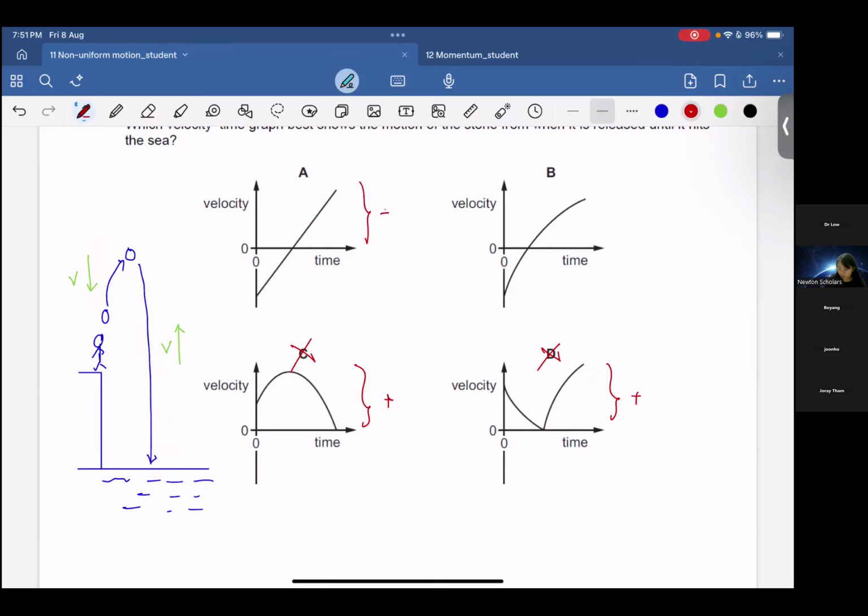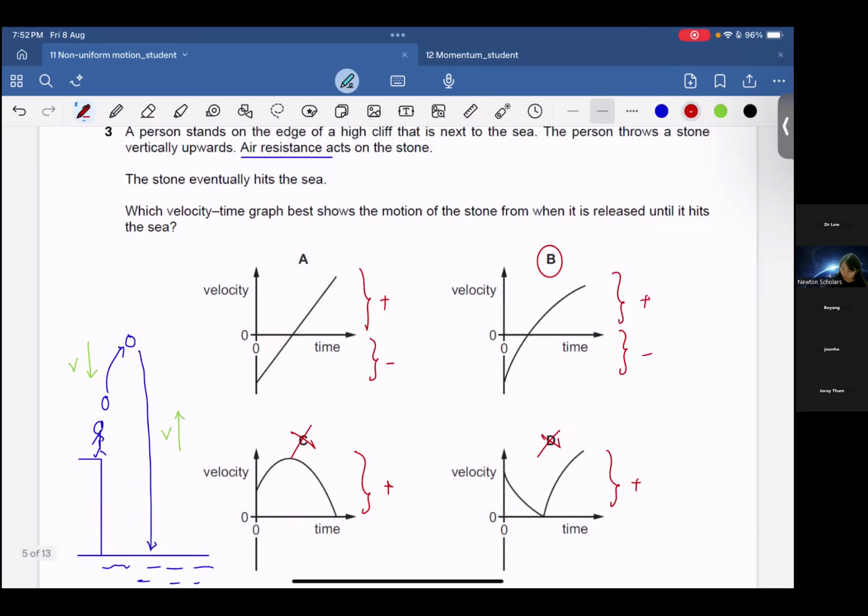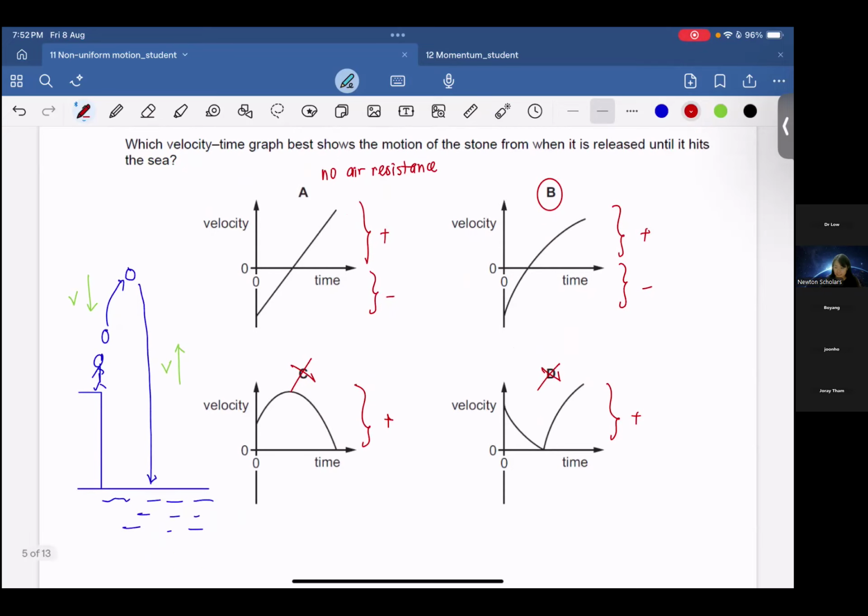Then you look at this: positive here, negative. Positive here, negative. That means that it changed direction. So A and B, which one is the correct answer? The answer is B. Why B? Because we need to consider air resistance. A is no air resistance, B is with air resistance.